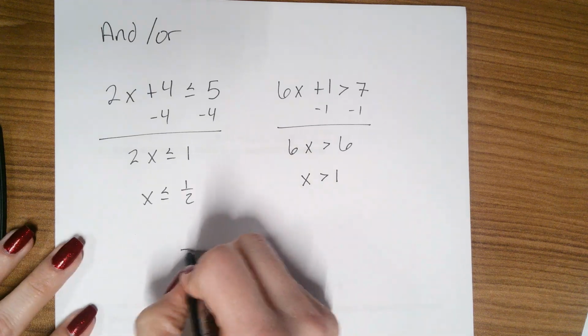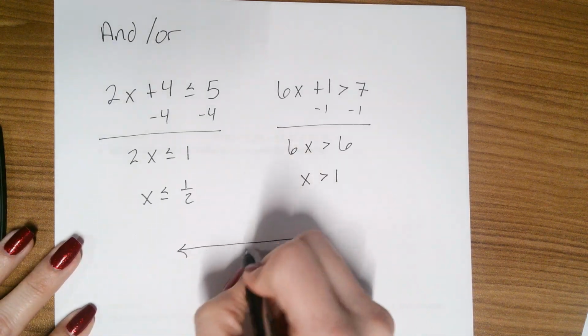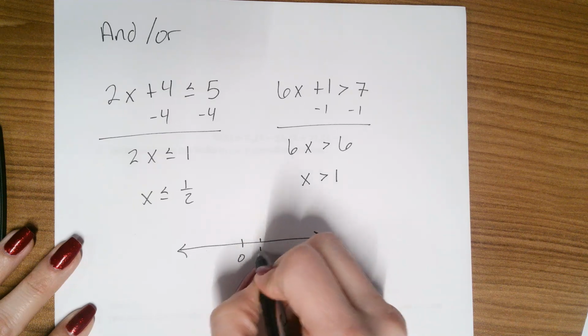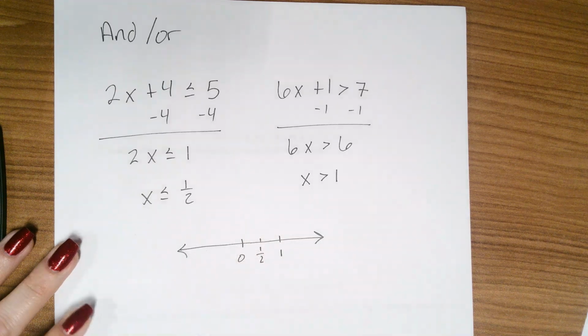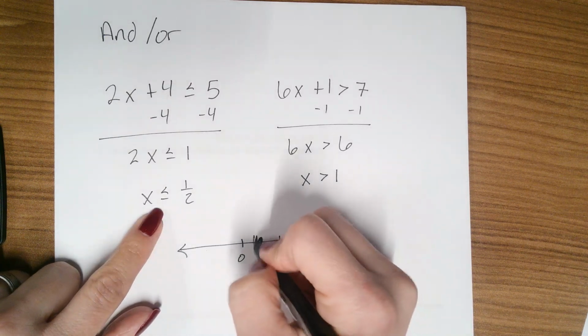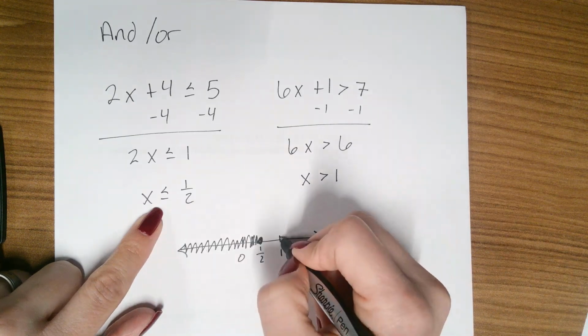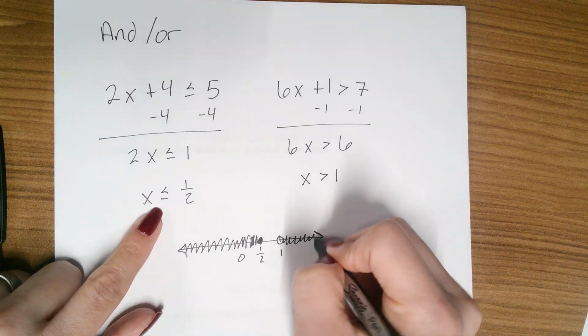So let's look at this on a number line real quick. So here is 0, here's 1/2, and here is 1. So less than or equal to 1/2, I'll have a closed circle on 1/2 and shaded to the left. Greater than 1, I'll have an open circle on 1 and shaded to the right.